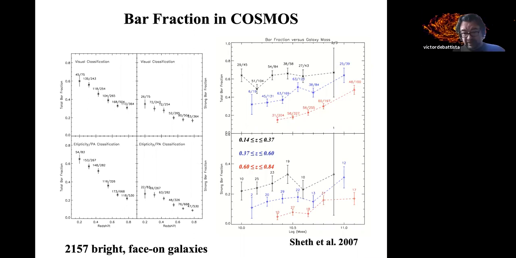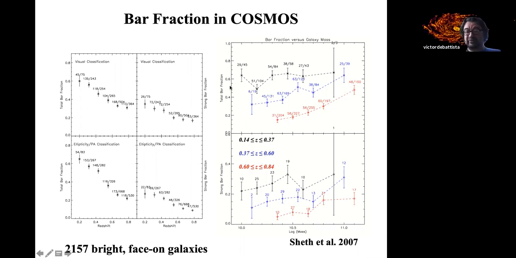There's also been studies of how that varies as a function of mass of the galaxy. So if we look at redshift between 0.14 and 0.37, we have a relatively flat distribution of bar fractions. And as we look to increasingly large redshifts, that fraction seems to decline, and it seems to decline at all masses, with some hint that the larger galaxies have higher total bar fraction.